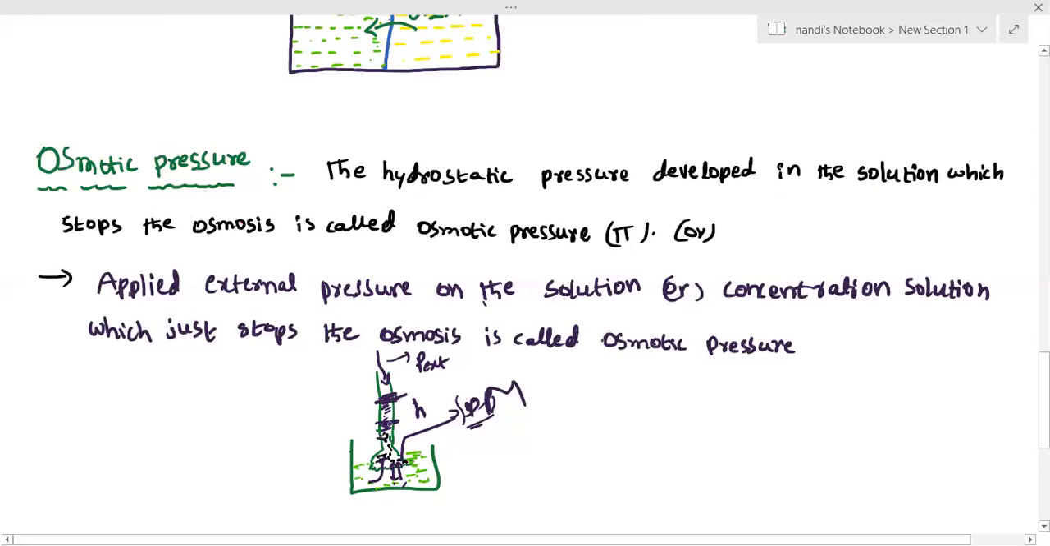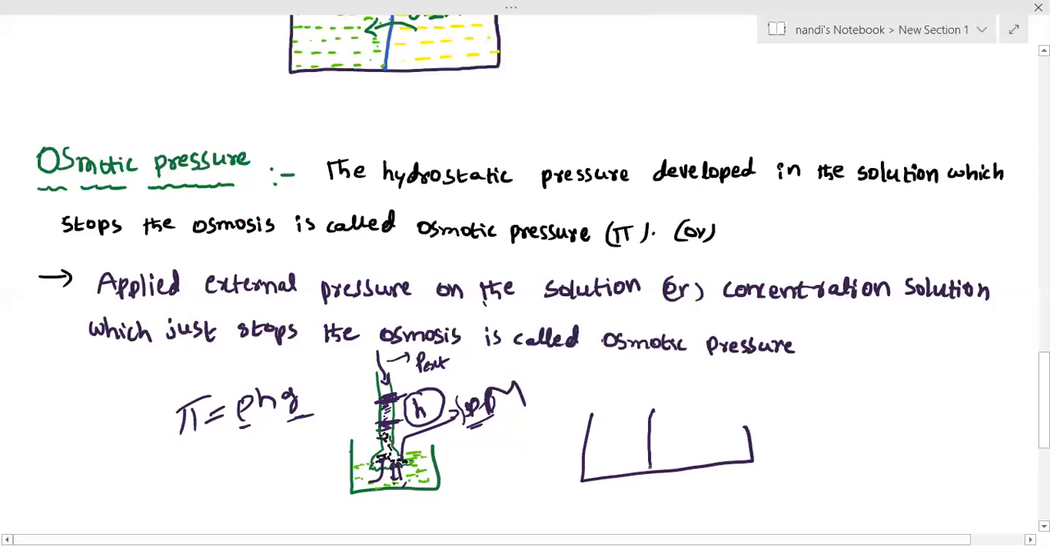So this we are going to calculate from h. So pi equal to rho h g. Here rho is the density of the solution, g is the gravity, h is the height. So some height is developed, increases here with respect to the solution. The pressure applied is calculated with respect to h. That pressure is hydrostatic pressure. That's also the stop pressure, which is equal to osmotic pressure. Very simple. The amount of pressure which is applied with respect to the solution to stop osmosis, that we call osmotic pressure.